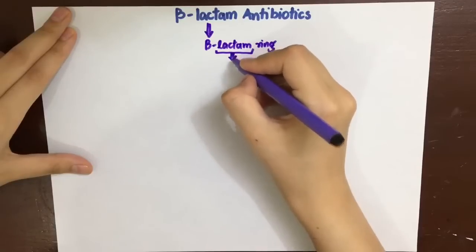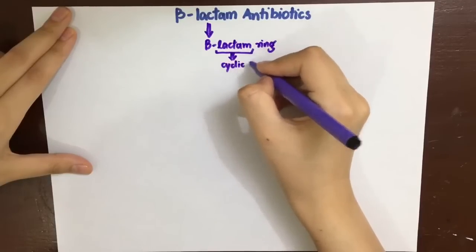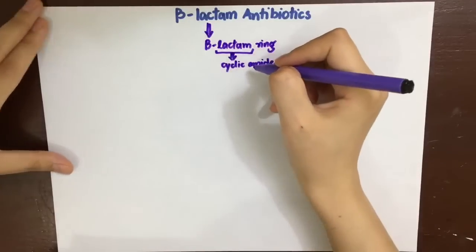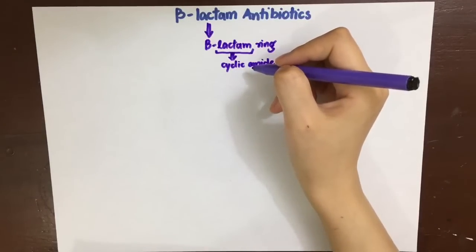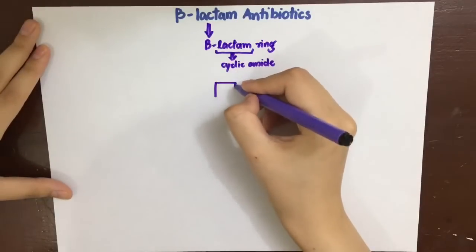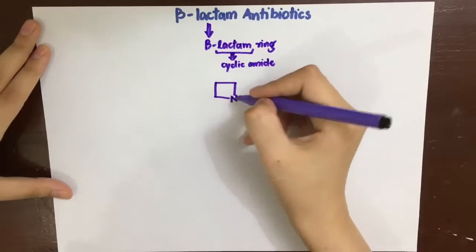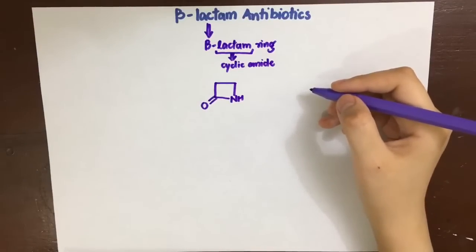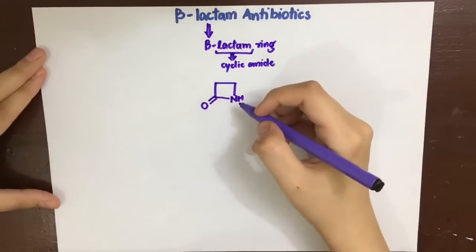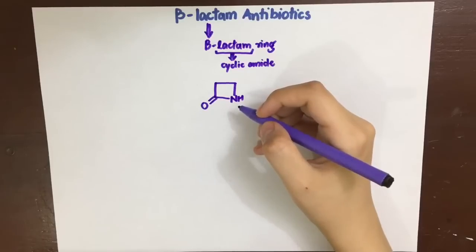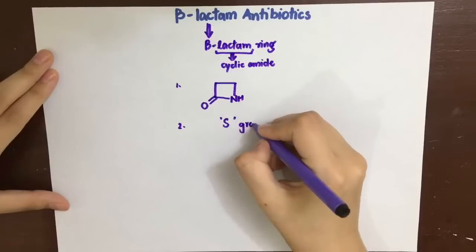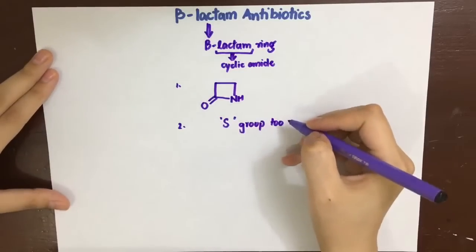They basically have a beta-lactam ring. Now, lactam is basically a cyclic amide. This beta-lactam has a square-shaped structure with a carbonyl group and an amide group. This is called beta-lactam because the nitrogen atom is attached to the beta carbon relative to the carbonyl group. It also has a sulfur group, for example, a thiazolidine ring in penicillins.